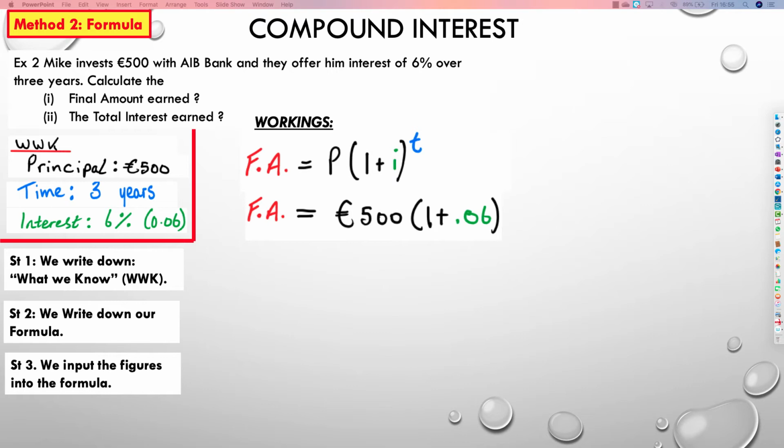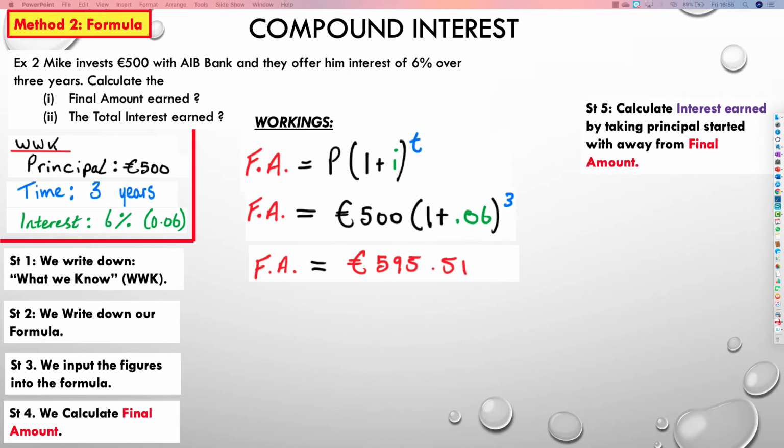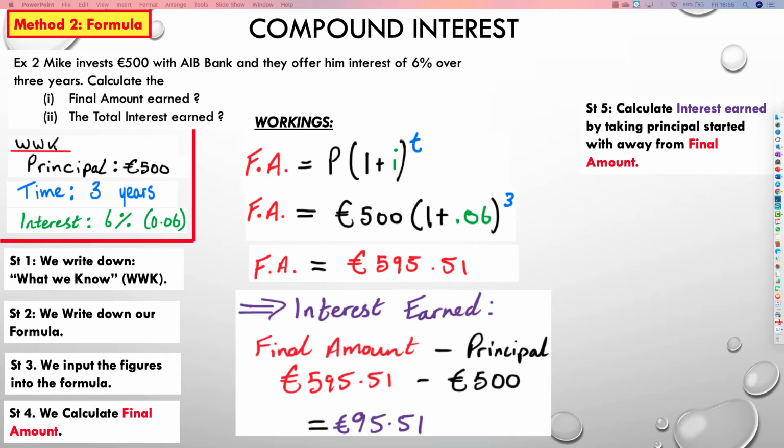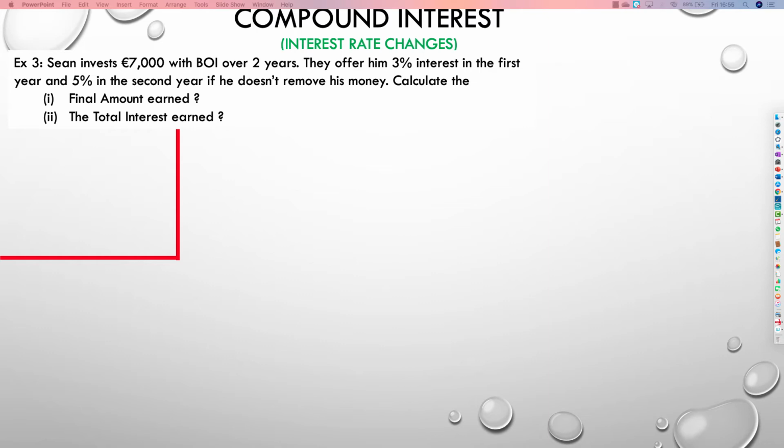Where am I getting 0.06 from? Because that's 6%. And T is 3. So put that into your calculator and see what you get. 51 cents, exactly. €595.51, which is exactly the same as doing it the other way. So there's no difference. Now, there are times when you just can't use the formula.